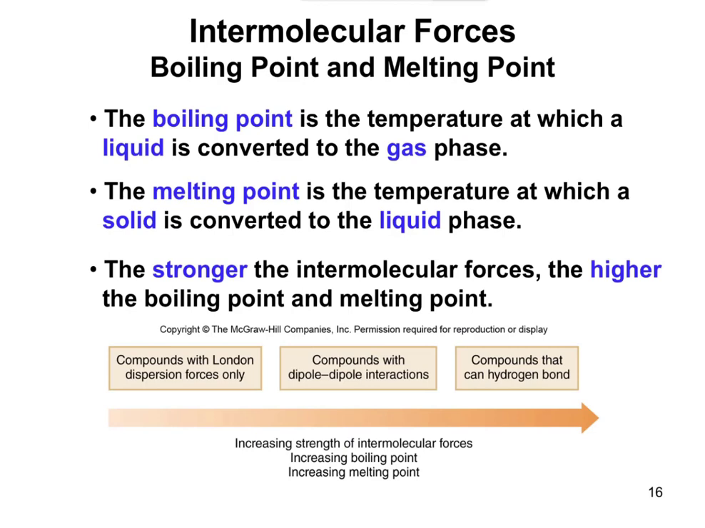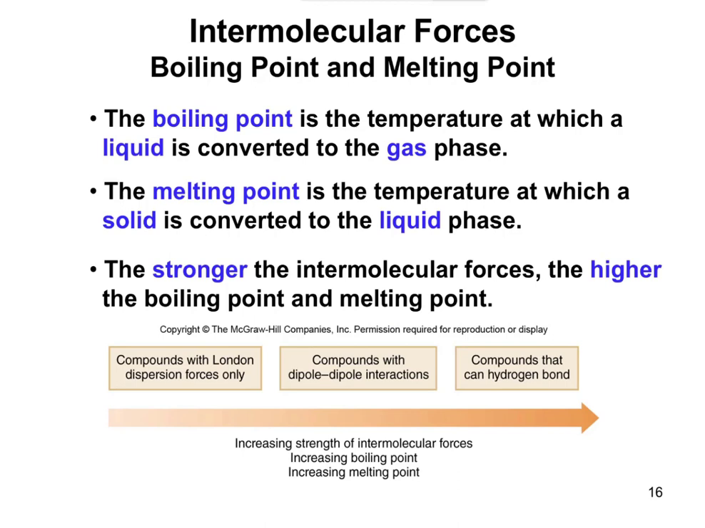So just to reiterate what we've been talking about in terms of relating the strength of the forces with the boiling point and melting point. You can see down here, the weaker the forces, so compounds with only London forces are going to have lower boiling points and melting points, and then compounds that can hydrogen bond are going to be the higher ones. This is the same thing I've said before, just looking at it in a graphic form.